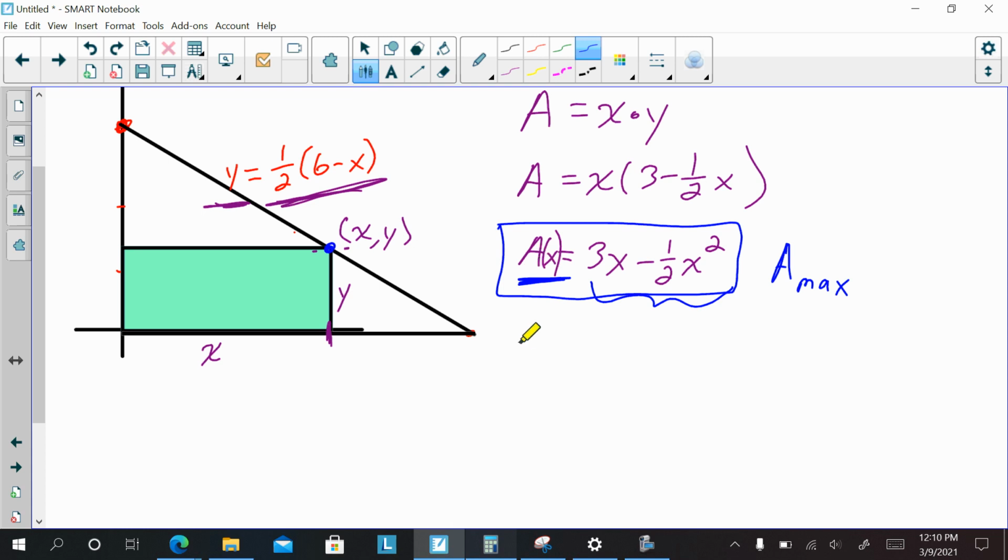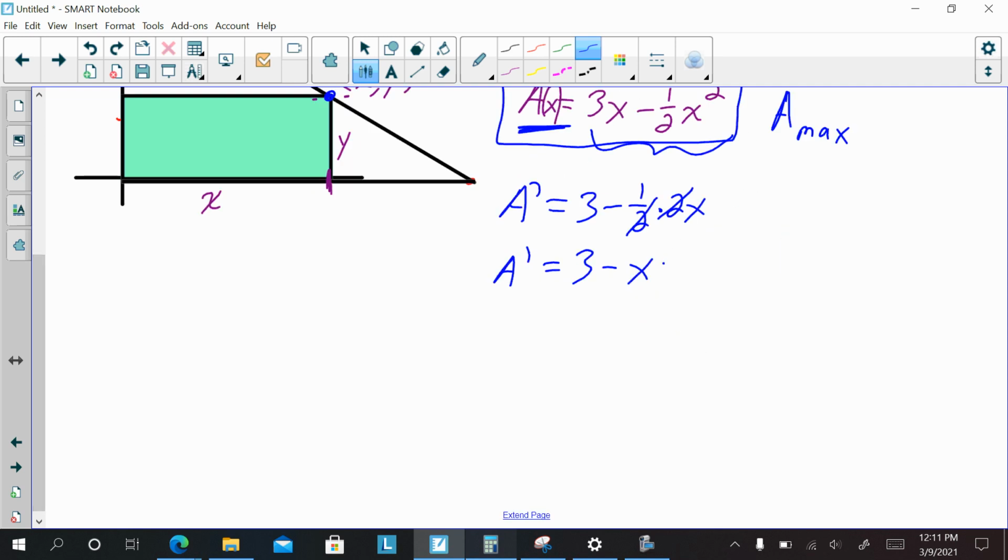So to get that maximum, we need our critical points. How do we get critical points? We take the derivative of our function, which is 3 minus 1/2 times 2x. Bring the 2 down. We already have the 1/2 out front. 1/2 times 2 are going to cancel. So our first derivative is 3 minus x. Our critical points occur when our first derivative is 0. So we get x is 3. So our only critical point is when x is 3.